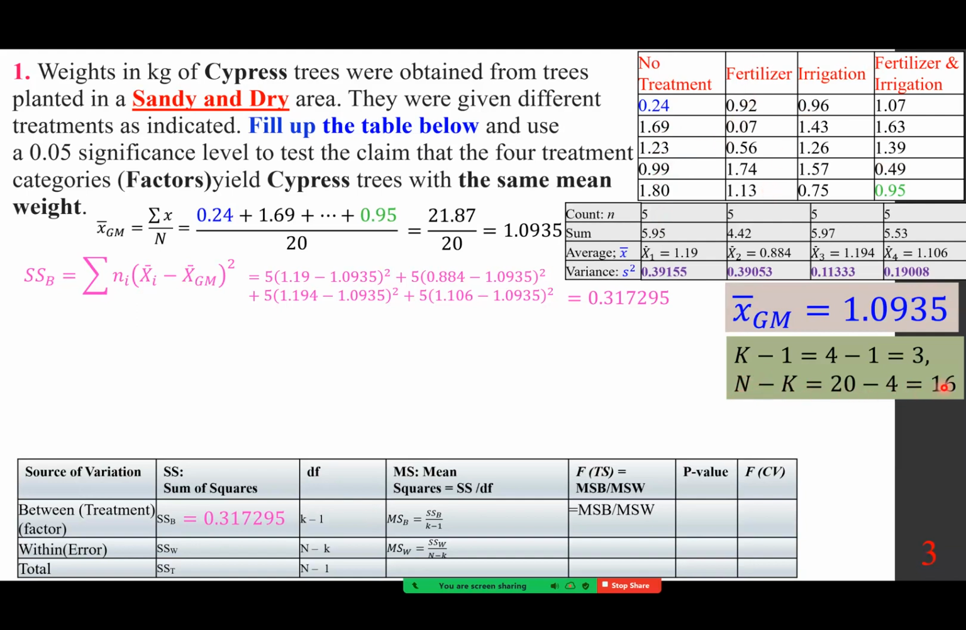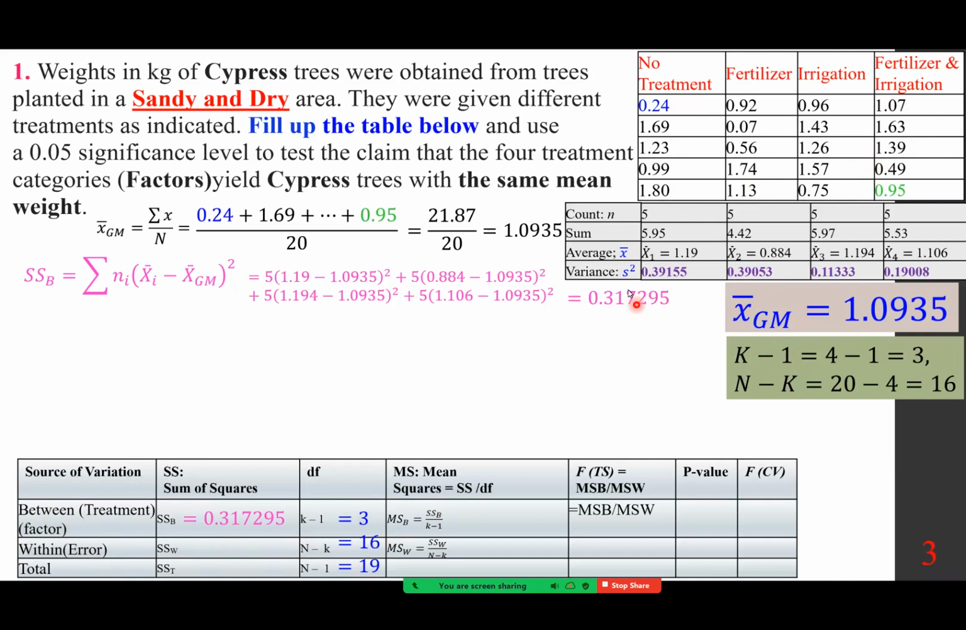That's why n minus k really refers to the degrees of freedom for them. And k minus 1: 1, 2, 3, 4 categories. You have 4 categories, so k minus 1 is 3. And in between, you divide by its degrees of freedom. So these are the degrees of freedom. This is for in between treatments, within, and this is the total. The total is simply capital N, total N, which is 20 minus 1.